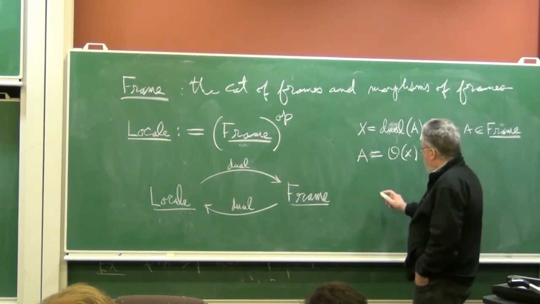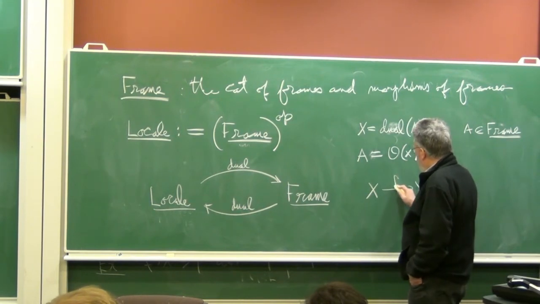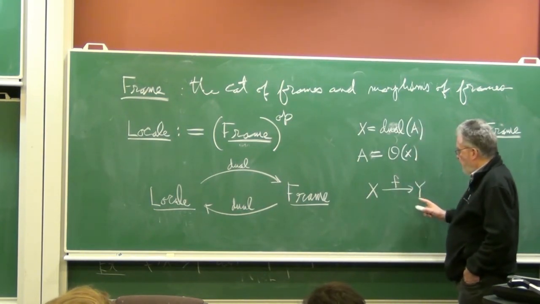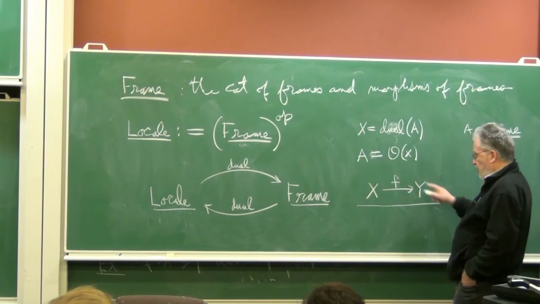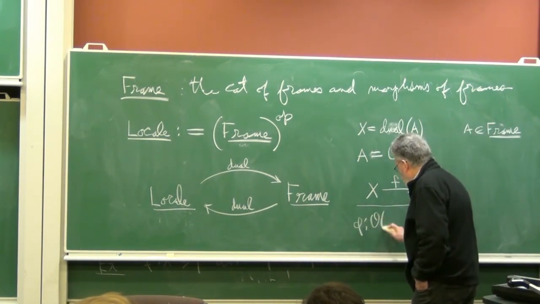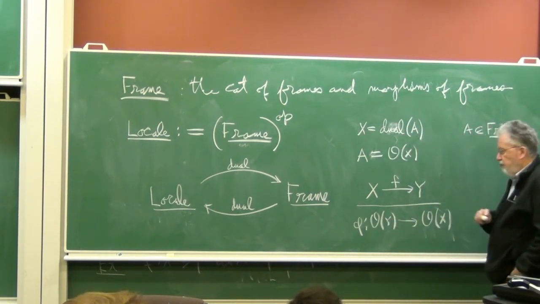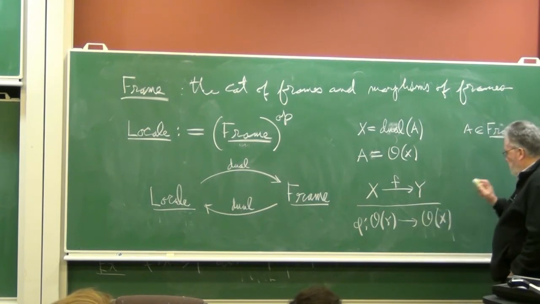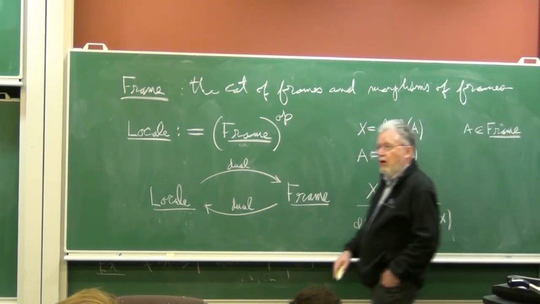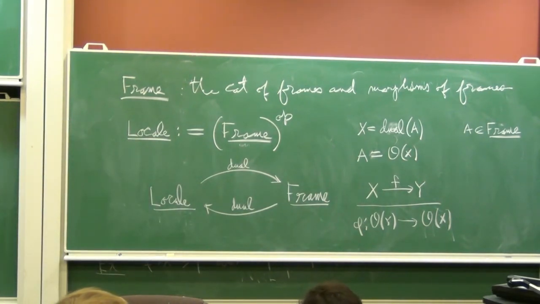And similarly, what is a map between two locales? Okay, I have two locales. What is a map between the two? By definition, this is a morphism of frames from OY to OX. By definition, f is just a morphism of frames from OY to OX.